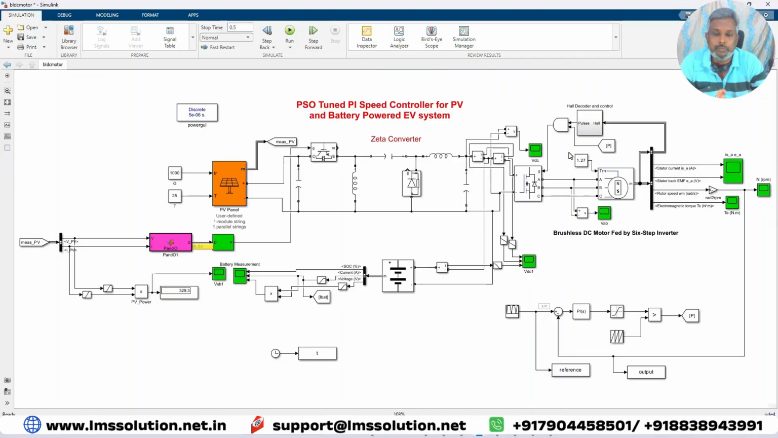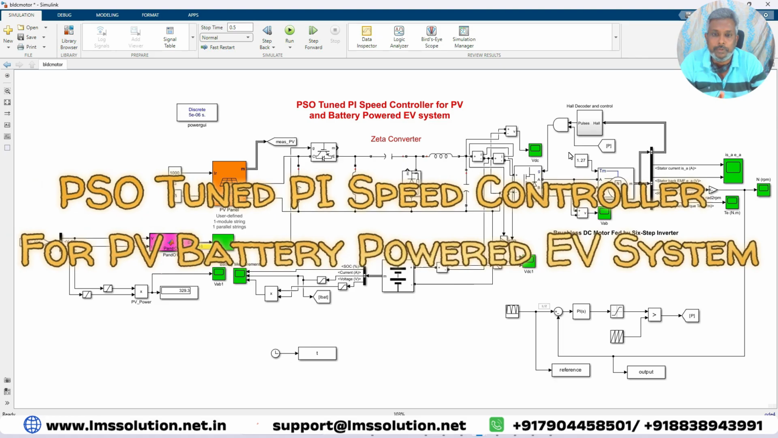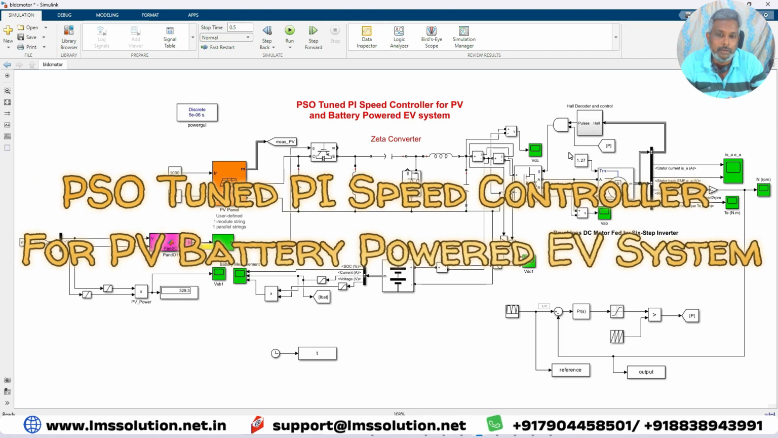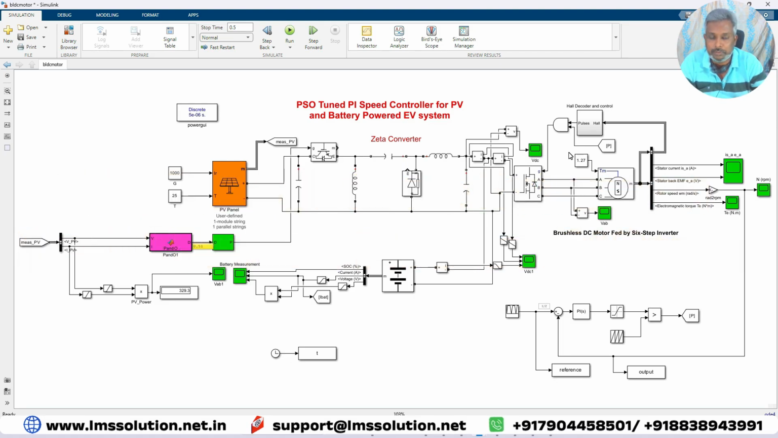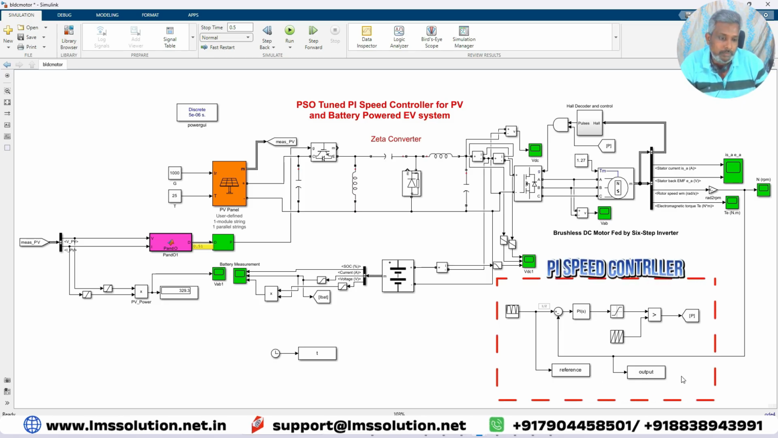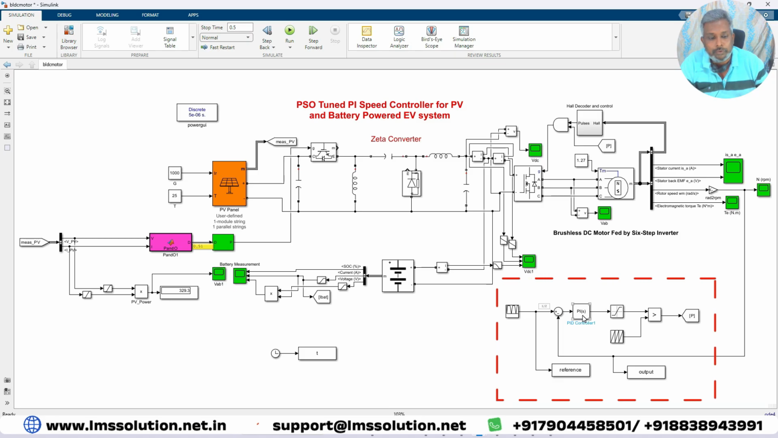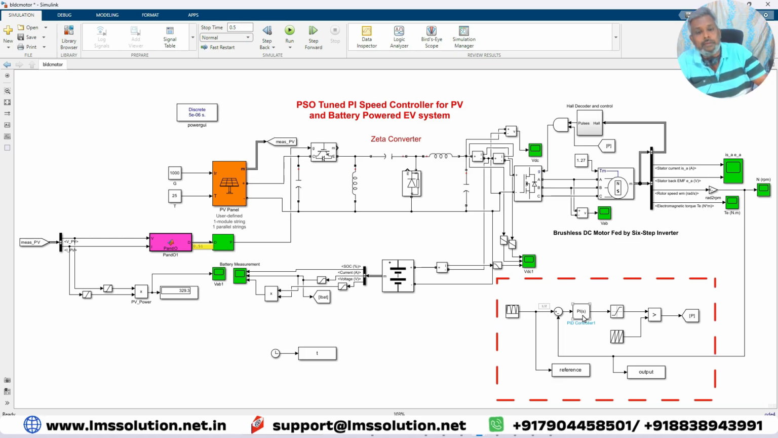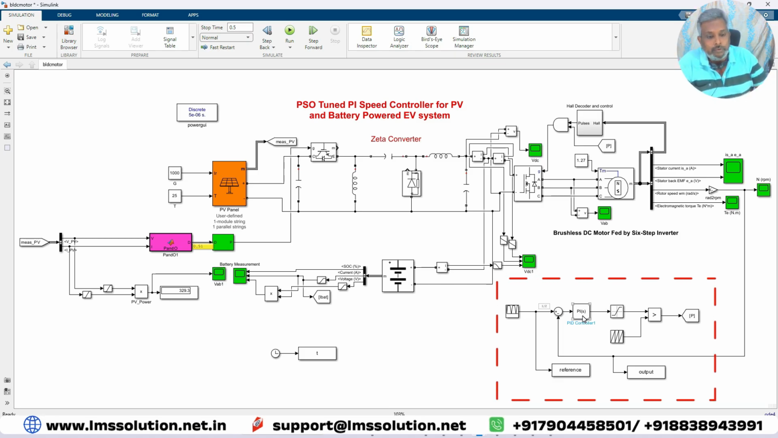Today we are going to see about PSO tuned PI speed controller for PV and battery powered EV system. This is a simulation model we have developed for the PI speed controller for PV battery powered EV system. Here you see we have the speed control loop. Here we are using a PI controller. That PI controller is going to be tuned. That means PI controller parameters like KP and KI are going to be tuned by using PSO.